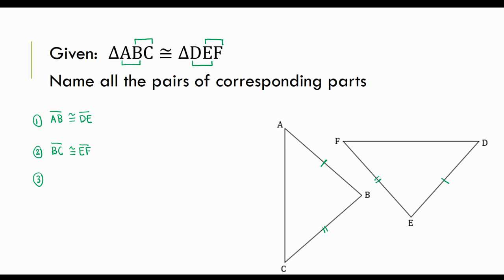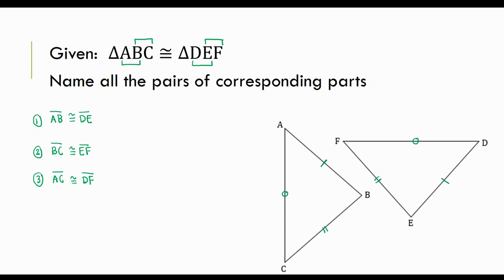They are corresponding parts. Notice that then the last segments that we have are A and C and D and F. So segment AC, notice how first and last letter is going to be congruent to then the first and the last letter, so segment DF. Okay, so those are all the segments that are congruent based off of this given information.